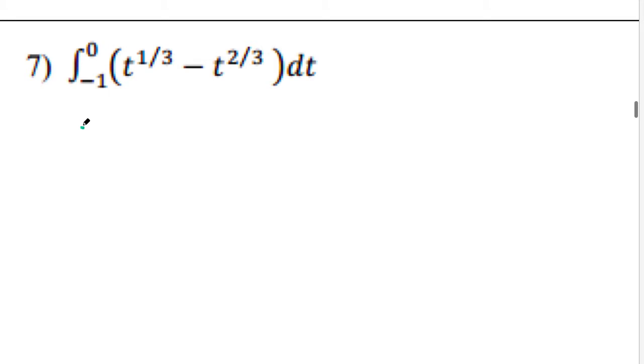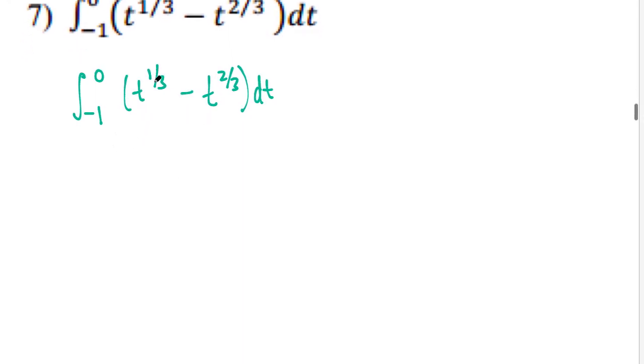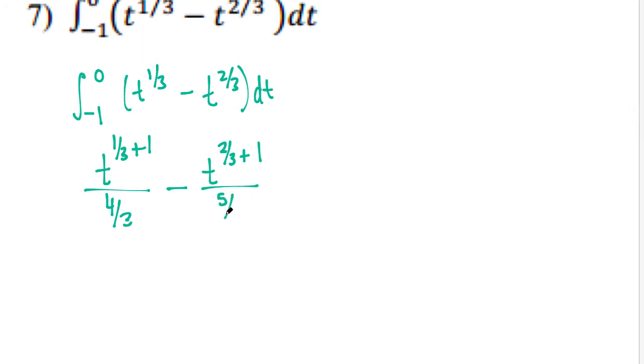So I have the integral from -1 to 0 of t to the 1/3 minus t to the 2/3 dt. So here we're just working with two different fractional exponents, so I'm going to take the antiderivative of each term. So t to the 1/3, I'm going to add 1 to that, and then divide by my new power, which is 4/3, minus, so I'm going to take my t to the 2/3, I'm going to add 1 to that, and so that's 5/3. So I'm going to divide by 5/3, and then I'm going to evaluate it from -1 to 0.